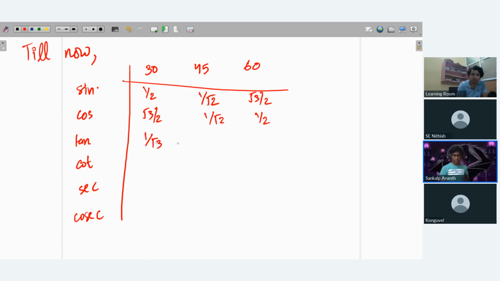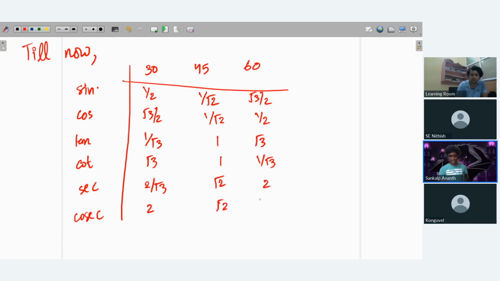Then it is 1 by root 3, 1 by root 3, root 3, root 3, 1 by root 3. It is 2 by root 3, root 2, root 2, 2.